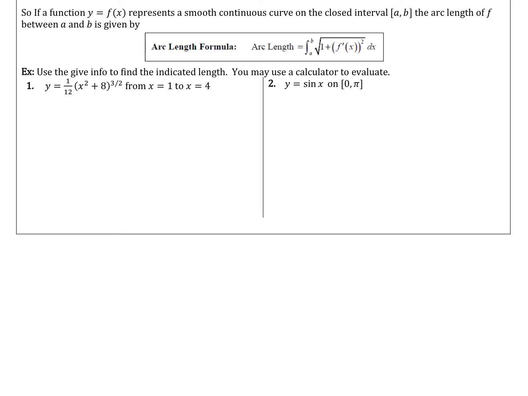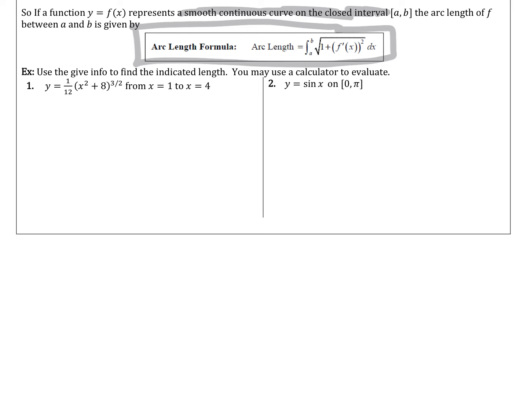If a function y equals f of x represents a smooth, continuous curve, it's got to be continuous and smooth so that the derivative exists, then we can find the arc length using this formula. Now you need to know this formula, but many of these problems will be problems that you could do on your calculator. So what do you need to do to use this formula? You need to figure out what the derivative is, you need to find the bounds, which will typically be given to you, and then you need to plug everything in. So let's go ahead and look through some examples.